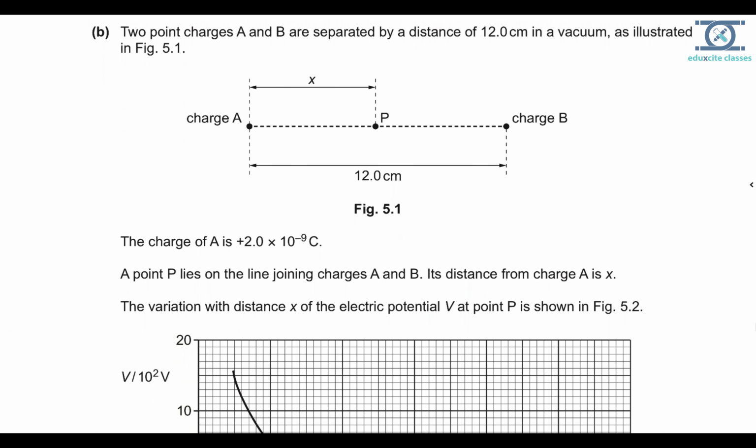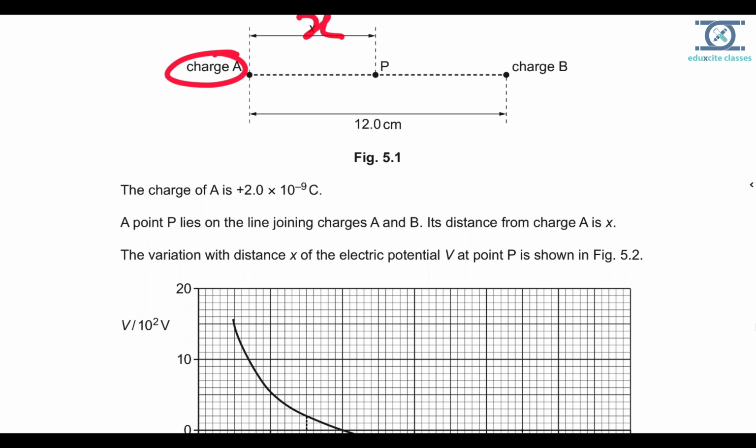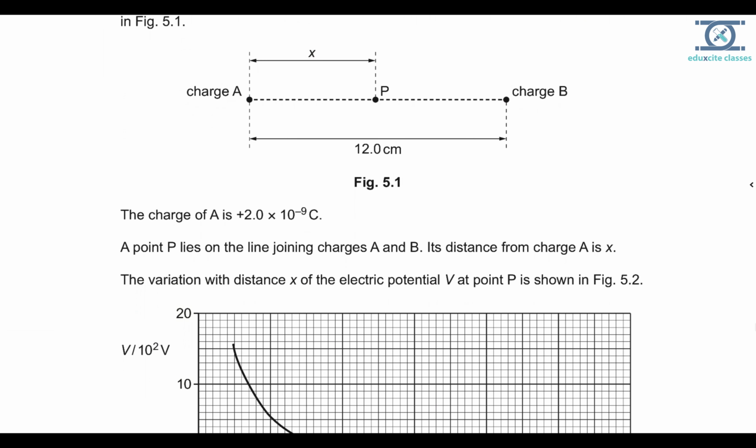Now the B part. There are two charges A and B. They are separated by a distance of 12 centimeter in a vacuum. The charge A has magnitude plus 2 into 10 raised to power minus 9 coulomb. A point P lies on the line joining A to B, and its distance from charge A is x. The variation with distance x of the electric potential V at a point P is shown in figure 5.2.